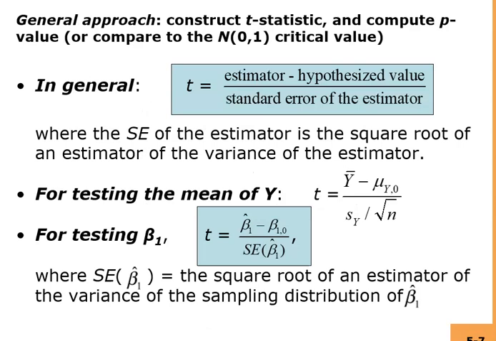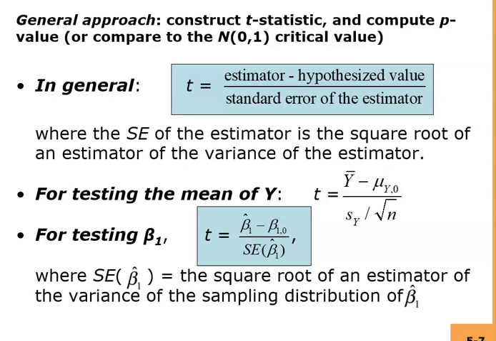Alright, so how do we actually calculate the t-stat? The t-stat will be calculated pretty much the same way as when we were doing the hypothesis testing for the mean. So estimator minus the hypothesized value of the estimator divided by the standard error of the estimator, where the standard error of the estimator is the square root of an estimator of the variance of the estimator. There is a formula for calculating the standard error, and we will take a look at that in the next couple of slides.